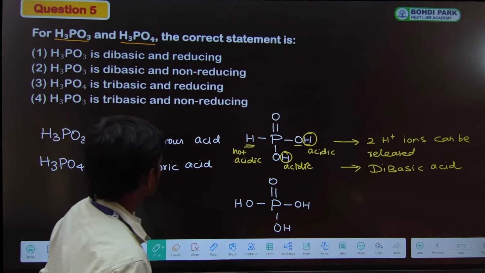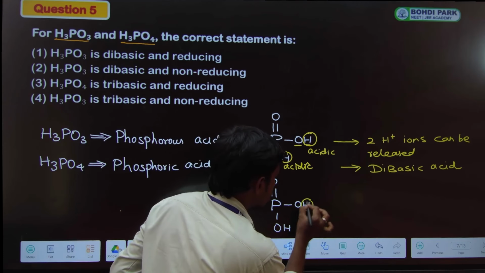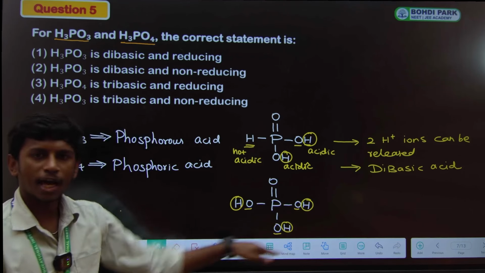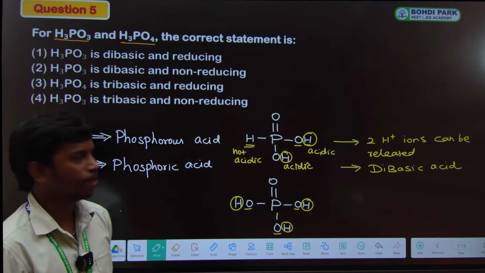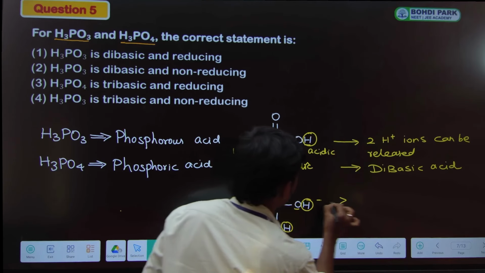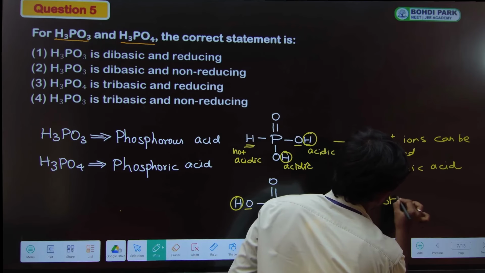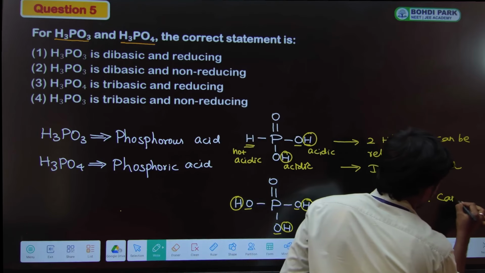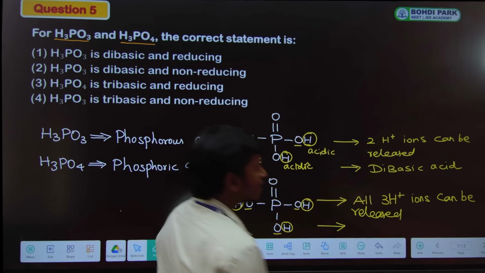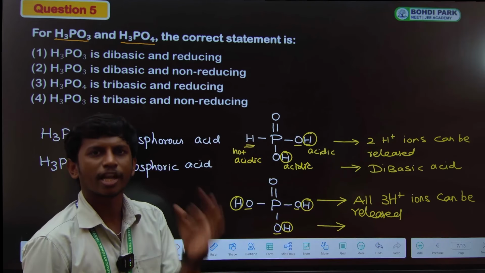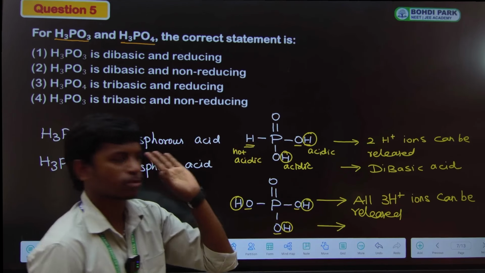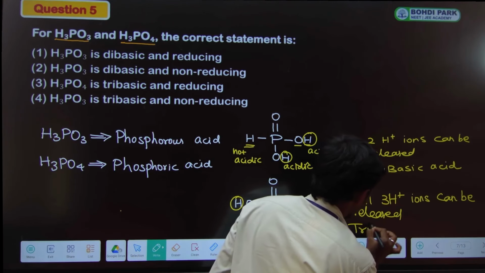Whereas in orthophosphoric acid, look, hydrogen is attached to oxygen, hydrogen is attached to oxygen, hydrogen is attached to oxygen. All three hydrogens are attached to electronegative atoms. So all 3 H+ ions can be released. So it is called tribasic acid. If 3 H+ ions are released, it can form bonds with 3 OH- ions. This can neutralize with 3 OH-. Okay, so it is called tribasic acid.